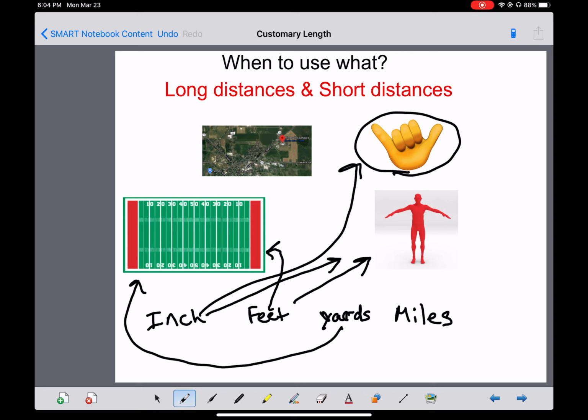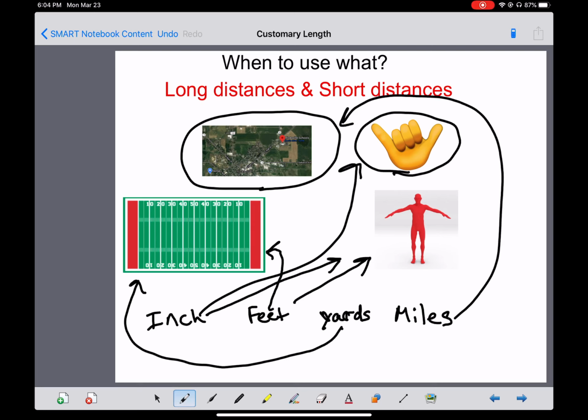And then finally, we have the distance from my house right here, the blue dot, to the red dot, to the school. Now, we'd probably measure that with miles, but at the same time, we could use other units of length as well. It would probably not be an exact amount of miles. It might have to be 2.1 miles per se, or 2 and 1/10.